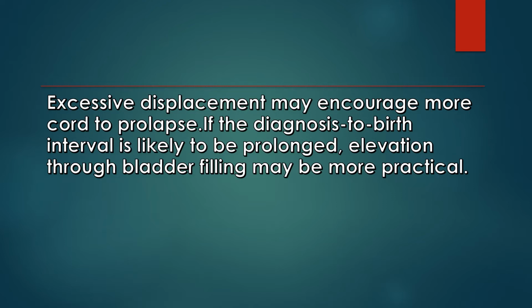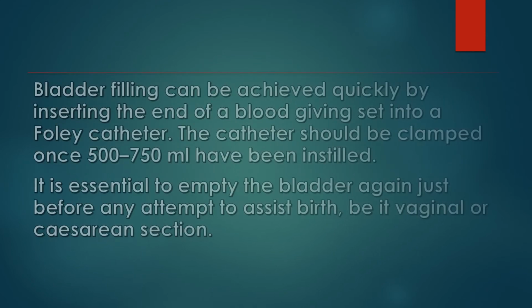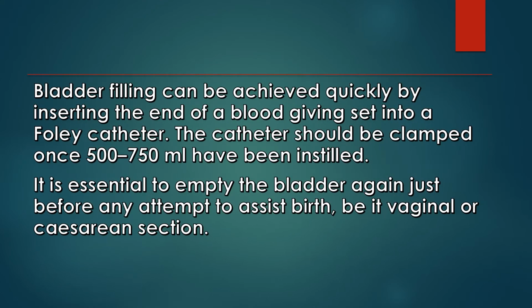Excessive displacement may encourage more cord to prolapse. If the diagnosis to birth interval is likely to be prolonged, elevation through bladder filling may be more practical. Bladder filling can be achieved quickly by inserting the end of a blood-giving set into a Foley catheter. The catheter should be clamped once 500 to 750 milliliters have been instilled.